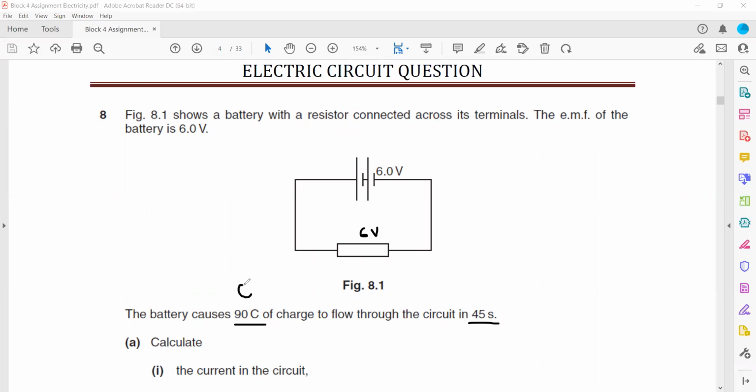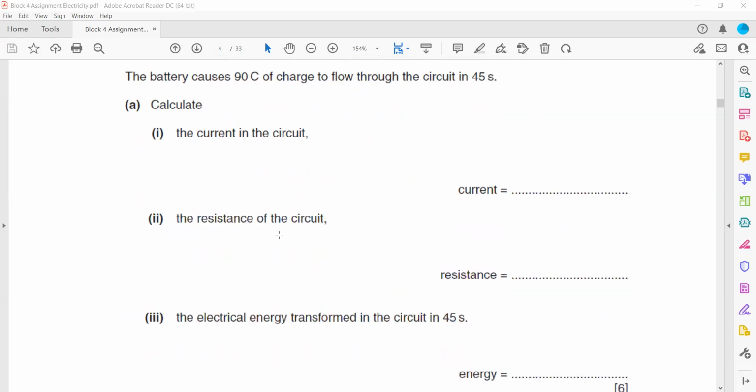We know the charge is denoted by Q and the time is T. In the first part, we have to calculate the current. The formula to calculate the current is charge divided by time. Current is denoted by I, charge by Q and time by T. So I equals Q by T. Q is 90 and the time is 45, so 90 divided by 45. The current will be 2 amperes. As the unit of the current is ampere, it will be 2 amperes.